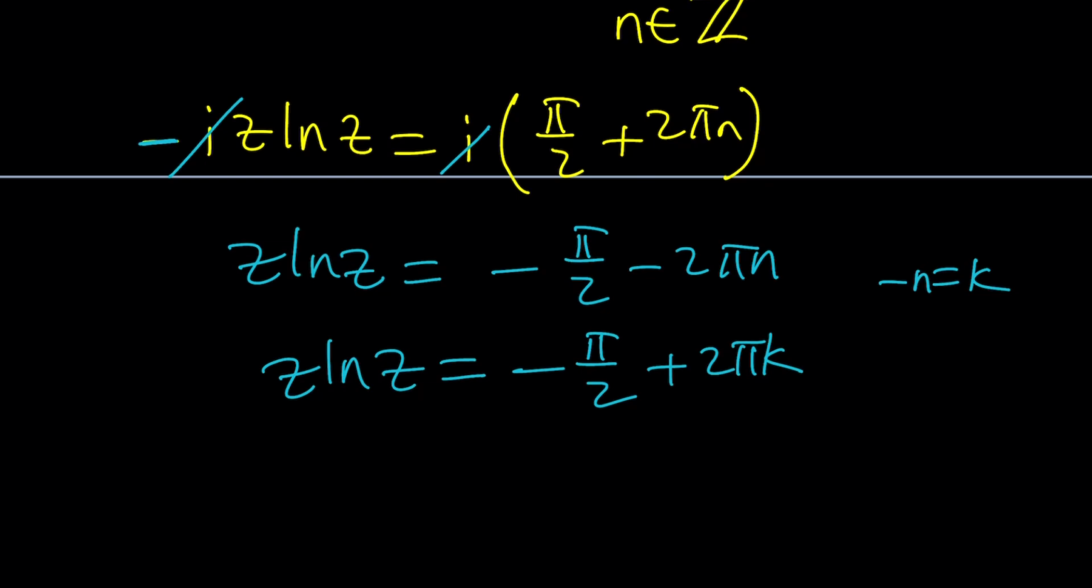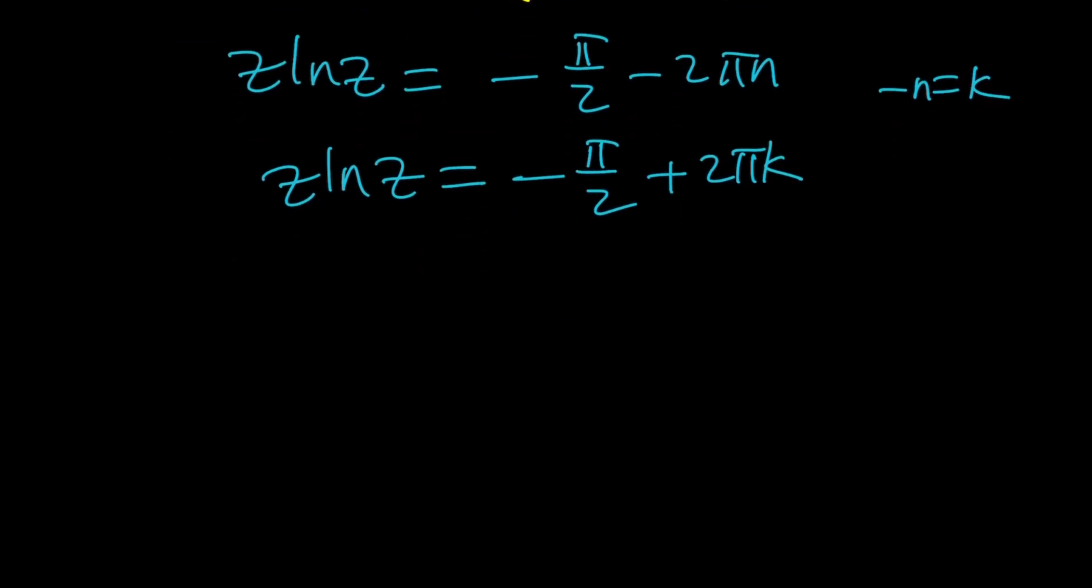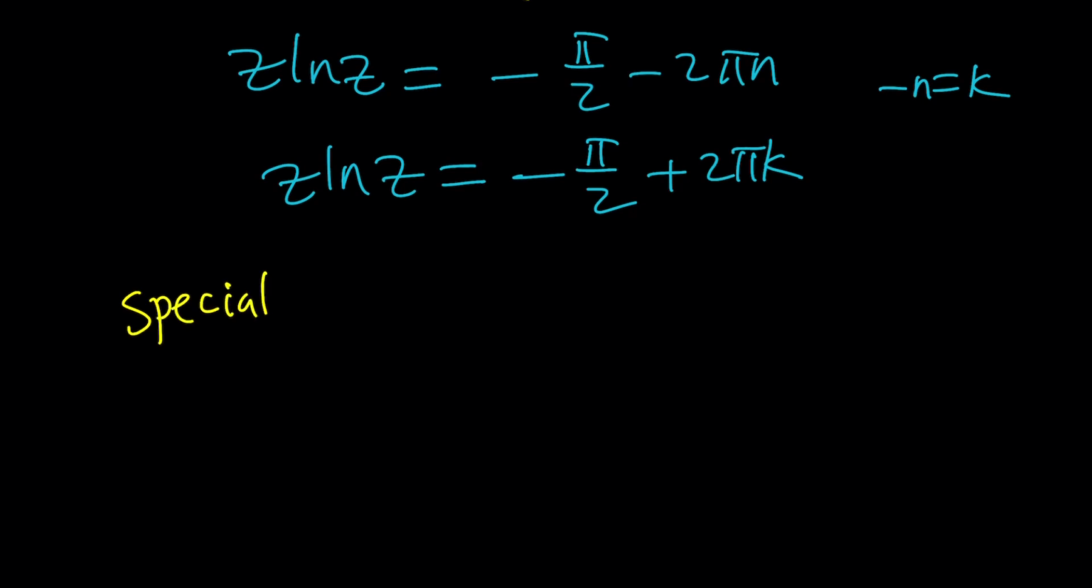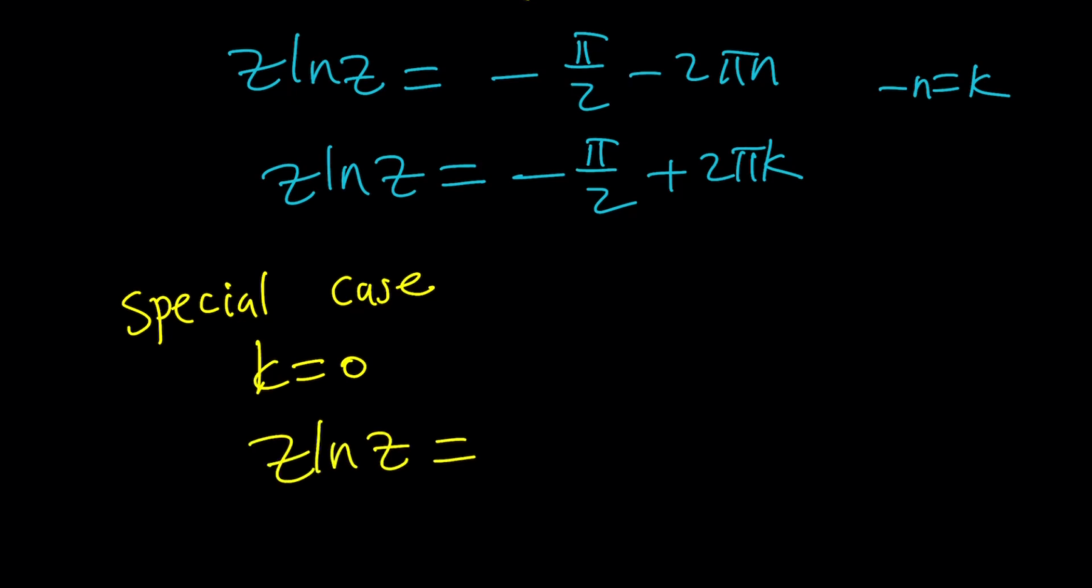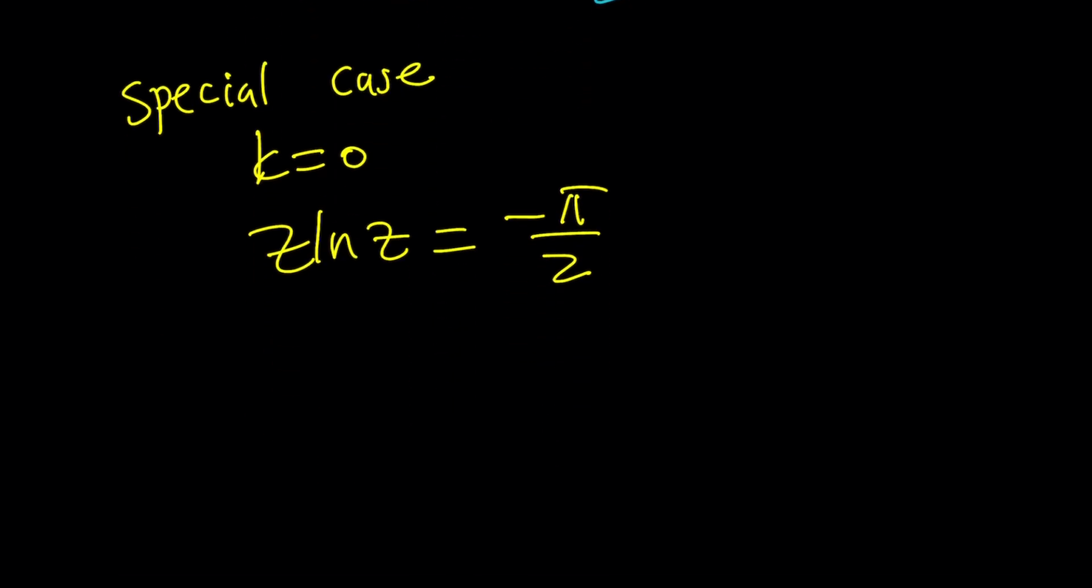We're going to look at a special case, can we? Because if you don't, then I'll show you what happens at the end. So wait until the end, and then we'll see what happens. So we're going to look at a special case, which is k equals 0. When k is equal to 0, we get z ln z equals negative pi over 2. You can now write the negative anywhere you want. I like it better in the numerator.